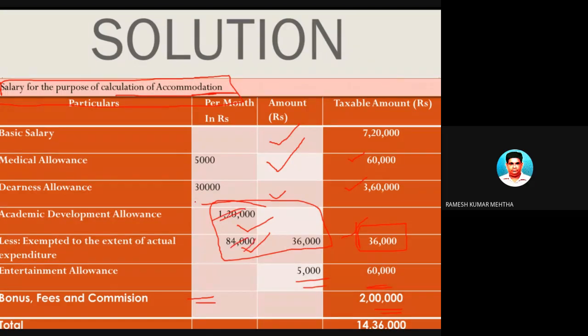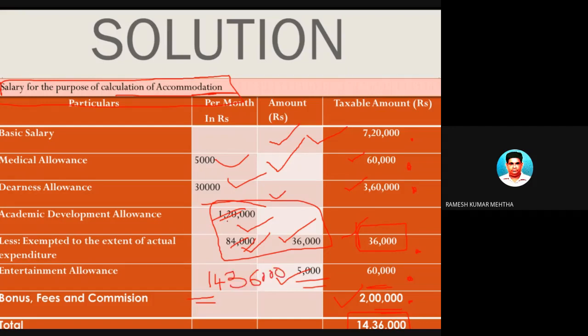I have taken this, and this, and this. So salary for the purpose of calculation of accommodation is 7,20,000 plus 60,000 plus 3,60,000 plus 36,000, and not 1,20,000 plus 60,000 of entertainment allowance and 2 lakhs. So the total is 14,36,000. So 14,36,000 is the salary for the purpose of calculation of accommodation.